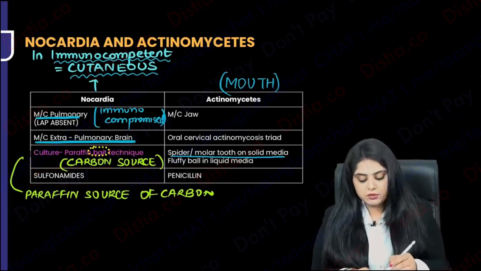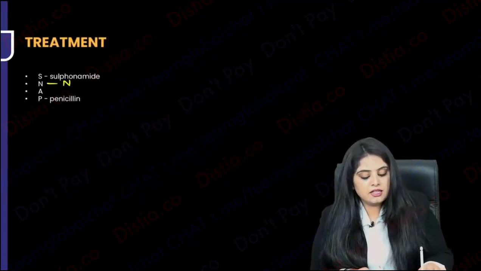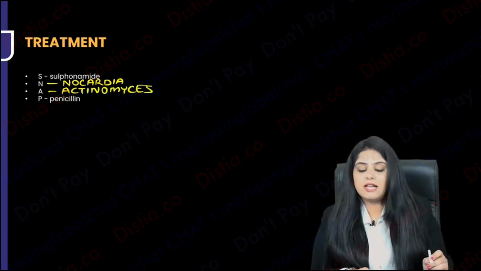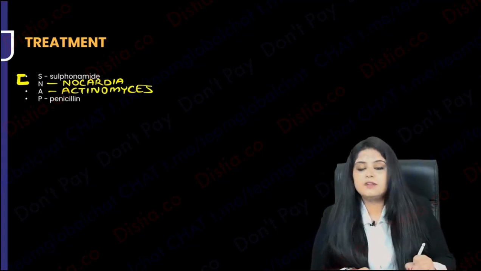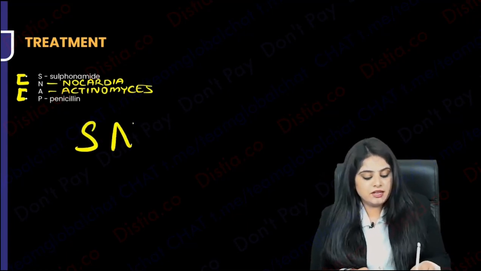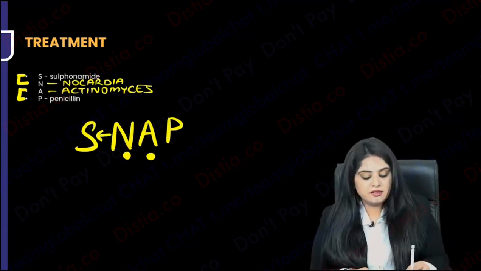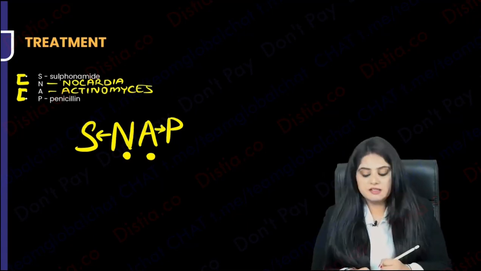What is SNAP? So that you don't get confused, SNAP basically means that if you are dealing with a case of Nocardia or a case of actinomyces, first write the name of the organism. Nocardia and actinomyces. Now the leftover alphabets: for Nocardia you have sulfonamides, and for actinomyces you have penicillin. So in the exam, whenever you get confused, first write the name of the organism. For Nocardia it is going to be sulfonamides, and for actinomyces it is penicillin.